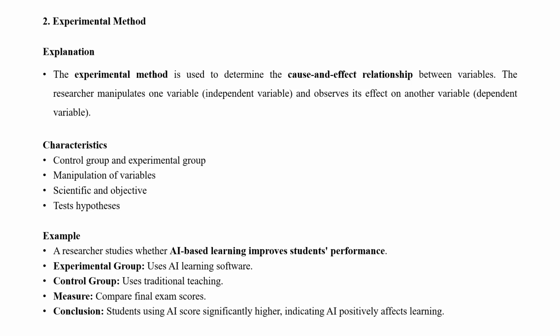Example, we can take whether AI-based learning improves students' performance. Here the experimental group uses AI learning software, and the control group uses traditional teaching. We measure by comparing final exam scores. Conclusion: students using AI score significantly higher, indicating AI positively affects learning. So like this, they check the cause and effect relationship.